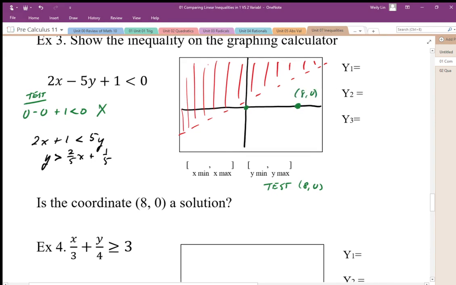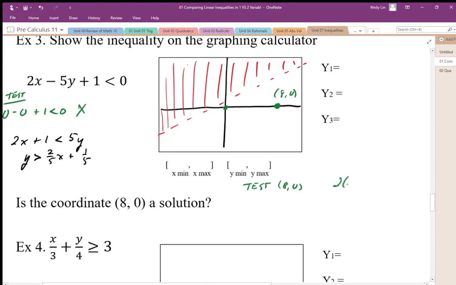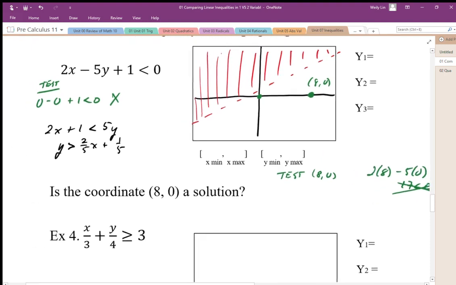When I test 8, 0, I get 2 times 8 minus 5 times 0 plus 1 less than 0. Well, 17 is not less than 0. That is not a solution. So it is not part of the solution region, and the solution, remember, for a two variable inequality is an area or a whole bunch of x, y coordinates.